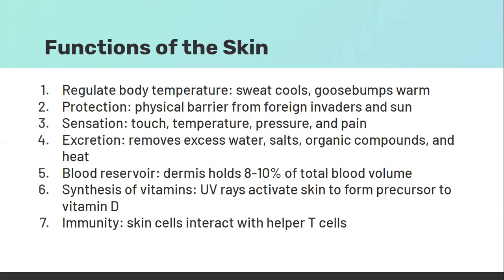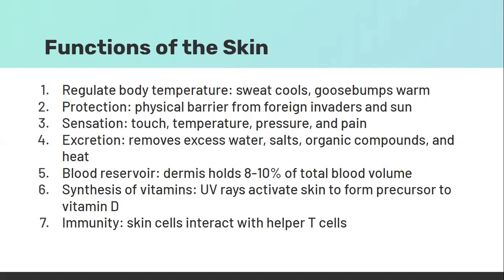Fourth is excretion. Your skin removes the excess water, salts, organic compounds, and heat, all the waste your body produces. That's how it removes it through your sweat glands, and that's how you sweat. Sweat is basically water and salts, and it also gives off heat. And 5 is blood reservoir. The dermis, the thicker inner layer, holds about 8 to 10% of the blood volume in your entire body. So that's quite a lot of blood.